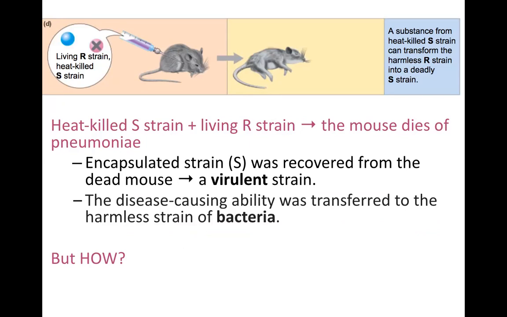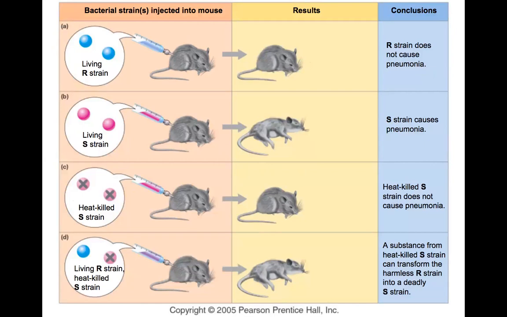And when he took a look at the bacteria under the microscope, to his surprise, he began to find some live strain bacteria in the mice's body, but he never put the live strain in it. So how did it happen? That became one of the biggest questions that needed to be answered in order to explain this observation that he knows is real.